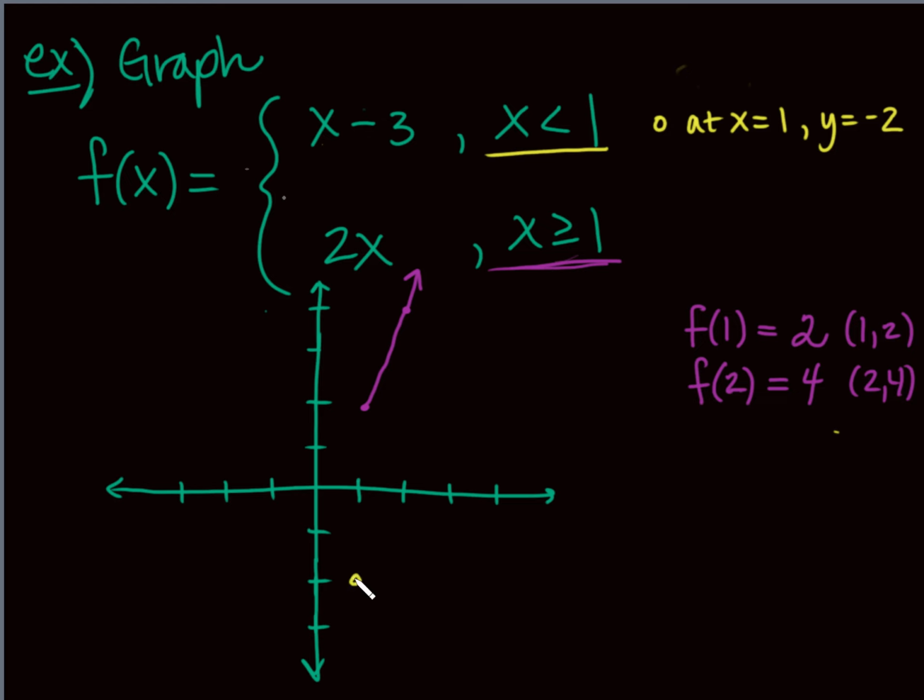Now, guys, that can't be a closed circle. If that was a closed circle, then my function would not pass, it wouldn't be a function. It would not pass the vertical line test. But what I want to do is use that open circle and consider x equals 1 to talk about the behavior of x as we approach 1.